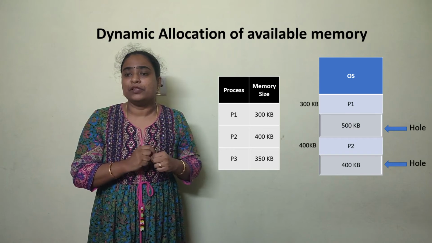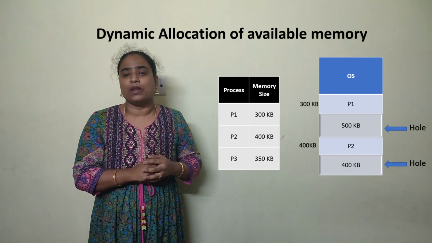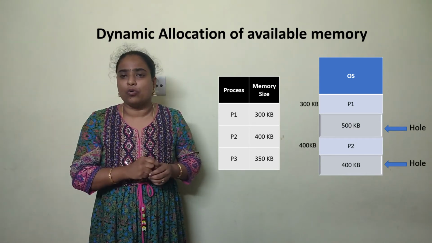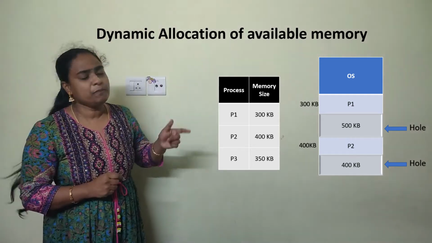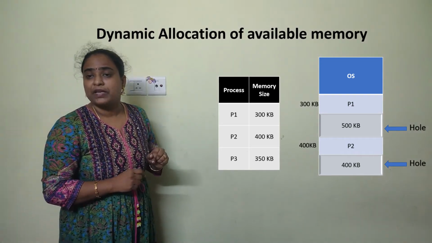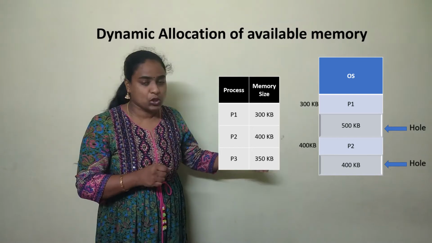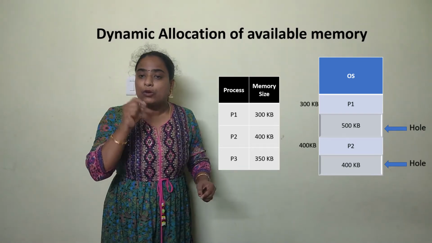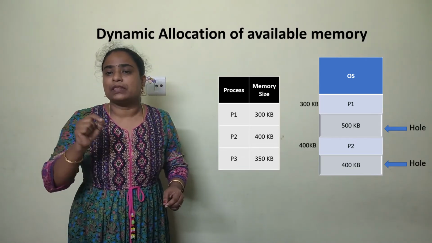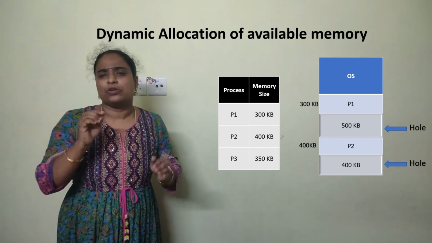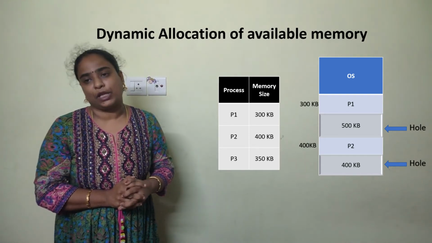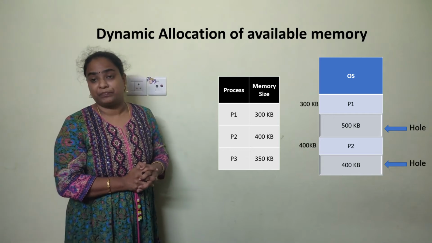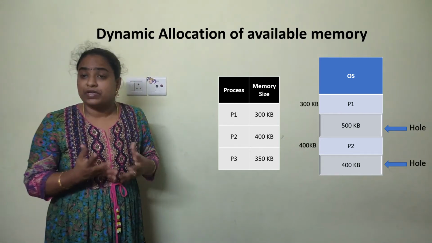Just 50 KB. So if the fragment is very small, then that is the best hole, or that is the best fit for the process. So in best fit, we will search the entire list of holes and we will allocate the process to the hole which matches closest to our memory requirement. That is best fit. The third method is worst fit.